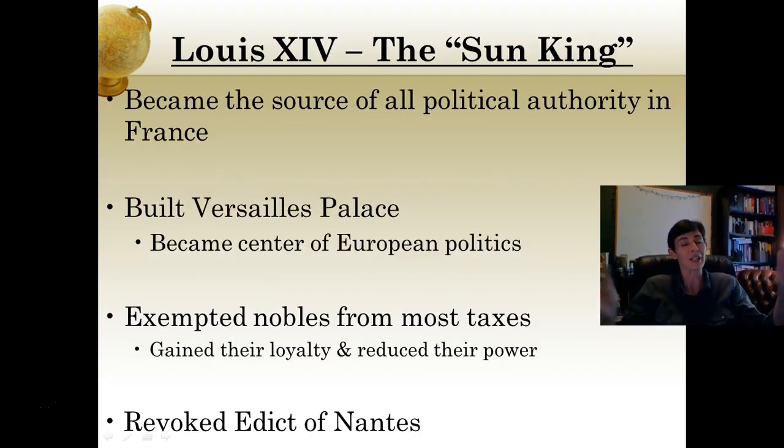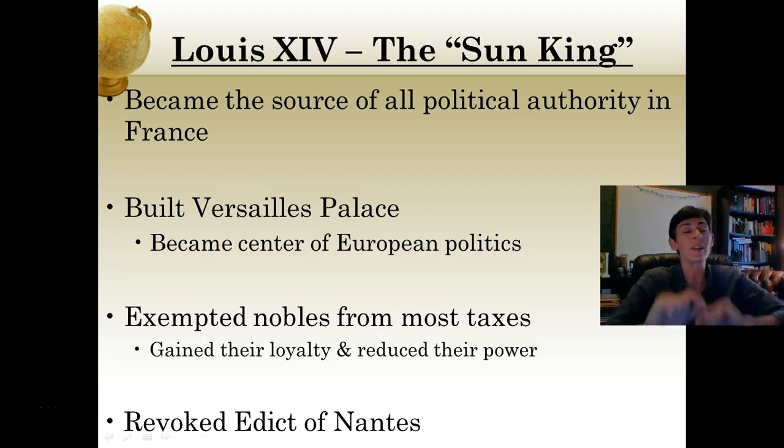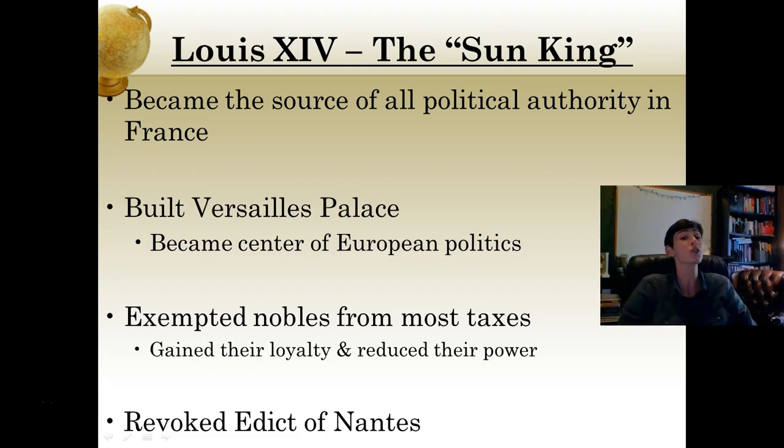Louis XIV, the Sun King, the king for whom absolutism is really absolute. He became the source of all political authority in France. No one was above him in terms of authority. He built Versailles, which bankrupted the heck out of the French treasury, but whatever. This did become the center of European politics. Okay, he exempted nobles from most taxes, which accounts for the lack of money in the treasury. And by doing this, he gained their loyalty, but he also reduced their power. So without even realizing it at first, they willingly gave up their power, and now they're dependent upon the king for what they need. He also revoked the Edict of Nantes and said, no, no, no.